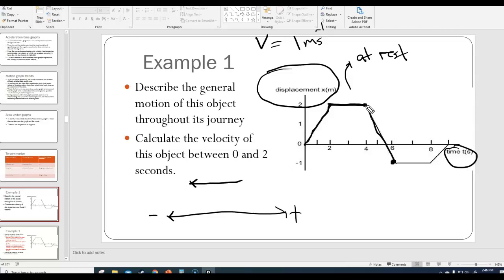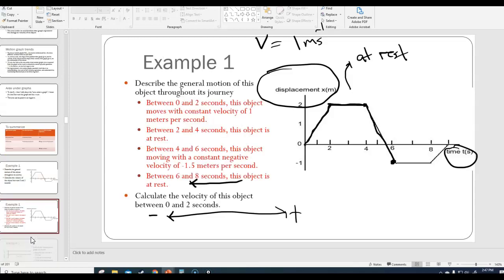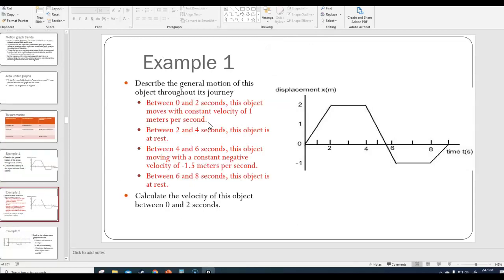But I know this object is moving at a constant velocity, and then it's at rest again between 6 seconds and 8 seconds, and then between 8 seconds and 9 seconds it moves forward with a constant velocity. Again, I could calculate that, but I will just show you the answer. So the total description of this motion would look something like this. I put the text in red.